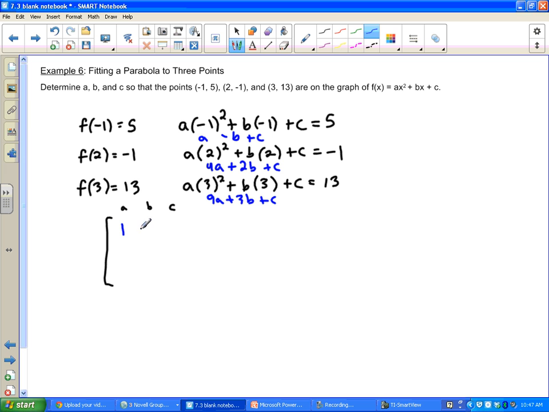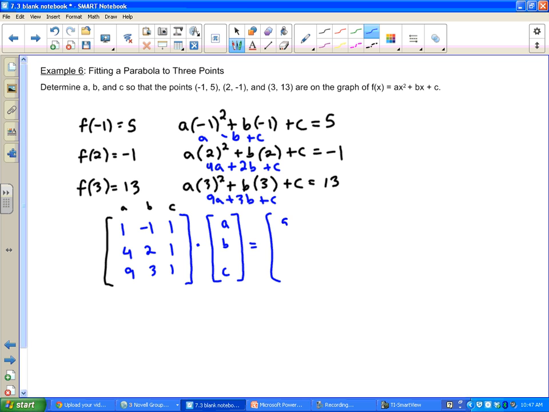So 1, -1, 1. 4, 2, 1. 9, 3, 1. There's our coefficients. This is matrix A. We're going to multiply that by, we wouldn't have x, y, and z here. We actually have A, B, and C. That equals our right-hand sides, 5, -1, 13. So in our calculator, we're going to end up doing the inverse of matrix A times matrix B, and that'll give us the answer.